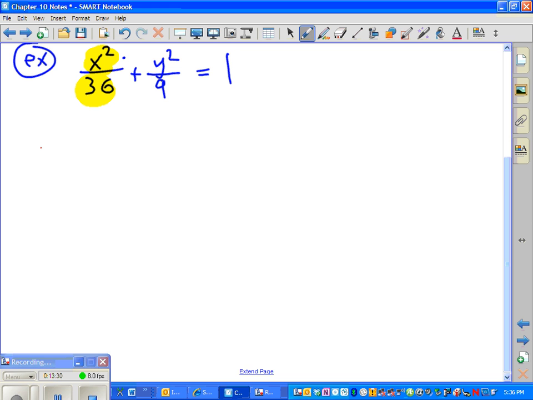So that means that your vertices are going to have some sort of x value right here, and the y value is 0. To figure out that x value, it's going to be the square root of the denominator. So the square root of 36 is positive 6 and a negative 6.